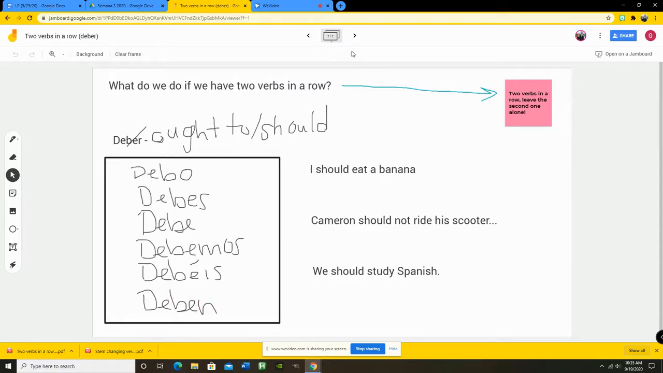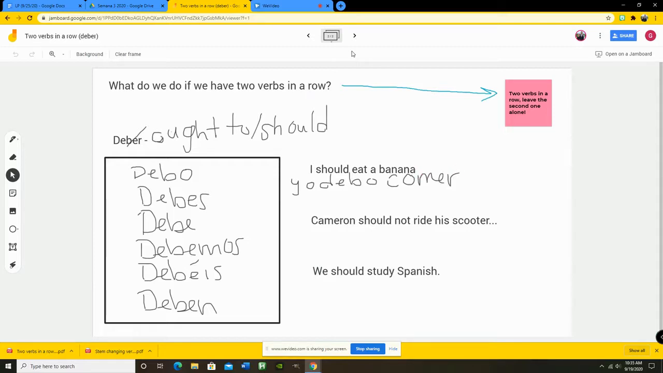So let's take a look at this in context. If I want to translate, I should eat a banana. Well, first of all, I'm going to start my sentence off. Yo debo. We have two verbs in a row, so we will leave the second one alone. So this says, I should. The second verb we leave alone. The verb for to eat is comer, so we leave it there and leave it alone.